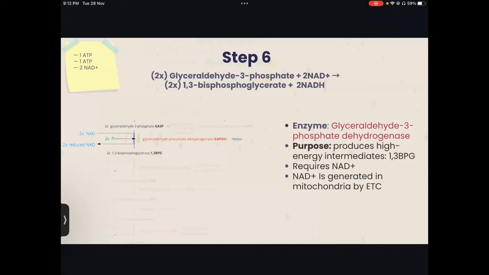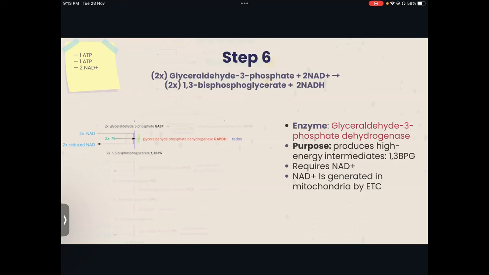Now, the sixth step is you have glyceraldehyde 3-phosphate that we had earlier on. You have two of those. That will be converted or oxidized to 1,3-bisphosphoglycerate. Two molecules of 1,3-bisphosphoglycerate, 1,3-BPG. But for this reaction to happen, you need two molecules of NAD plus. NAD plus is a coenzyme. If you remember from chemistry, when you have an oxidation reaction, it is linked to a reduction reaction. So when oxidation happens, reduction has to happen to another molecule.